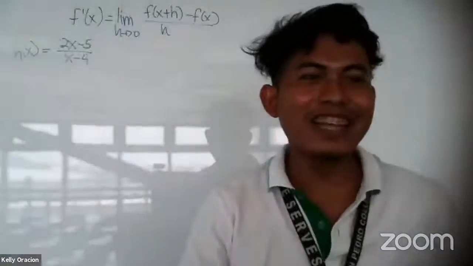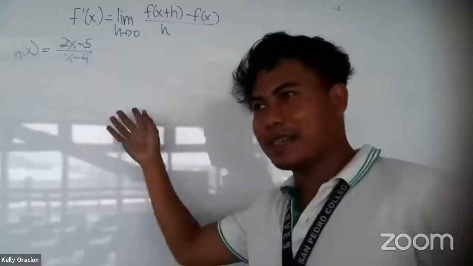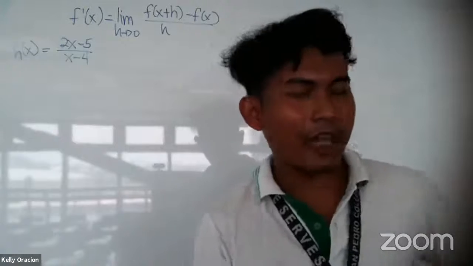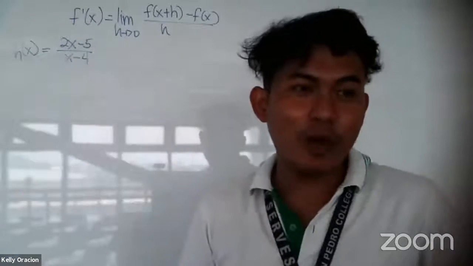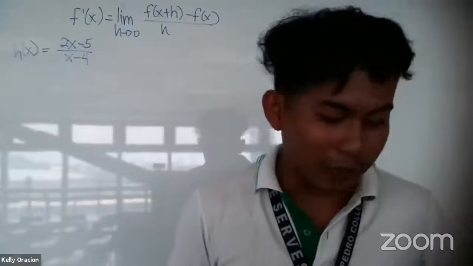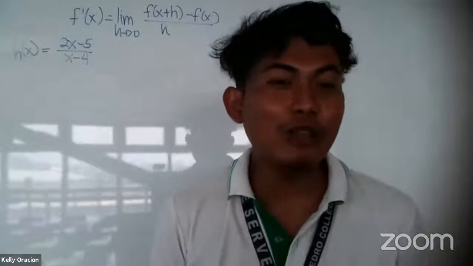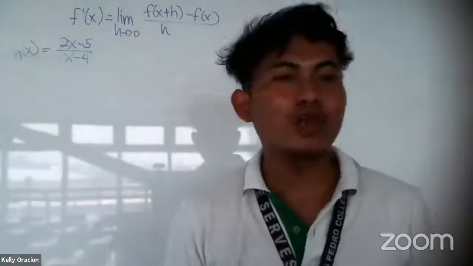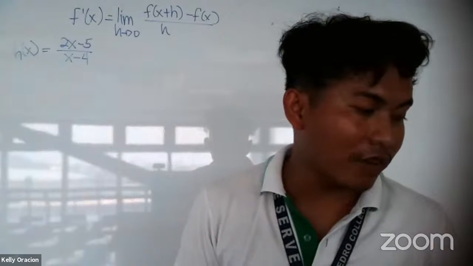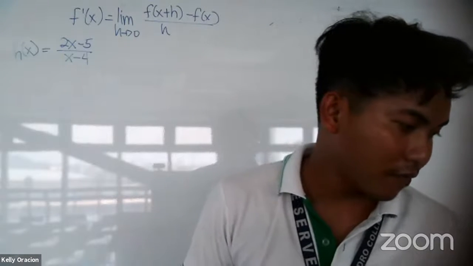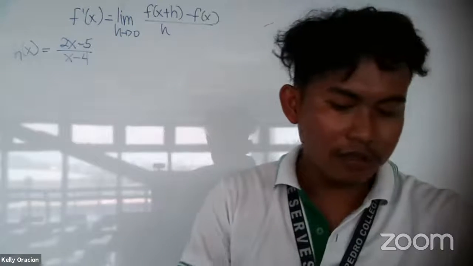Okay. How about this kind of function? In shortcut, you can apply quotient rule of this one actually. By using the shortcut, you can apply quotient rule. But of course, you need to find the derivative of this one using the limit definition. Again, limit definition of derivative. So let's start.